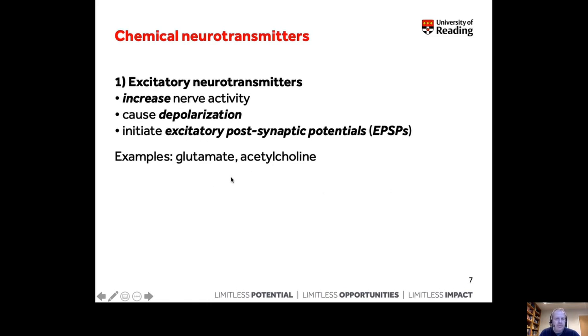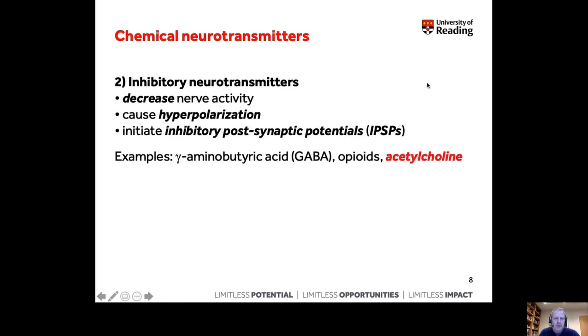Common examples of excitatory transmitters are things like glutamate. So glutamate is our major excitatory amino acid, and also things like acetylcholine. Acetylcholine acting at the neuromuscular junction is an important example of an excitatory neurotransmitter. We'll talk about this in these lectures and also when we talk a little bit about muscle physiology in the next set of screencasts that you have with me.